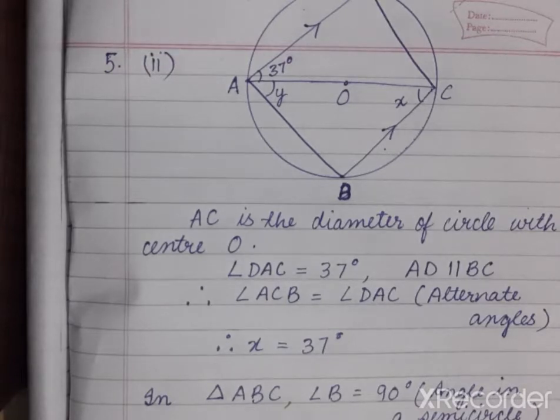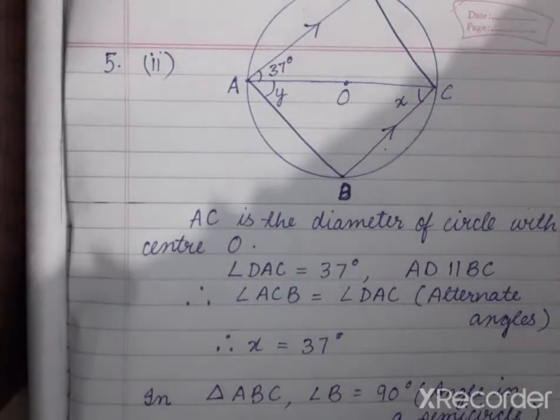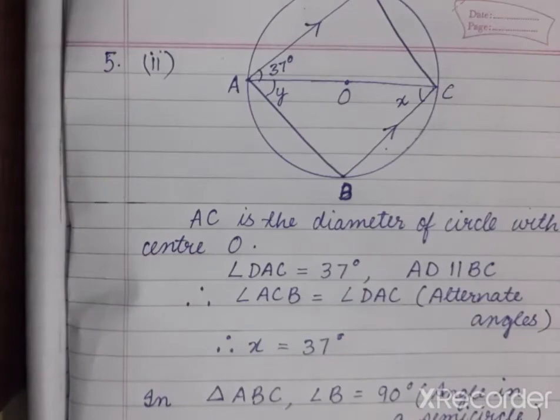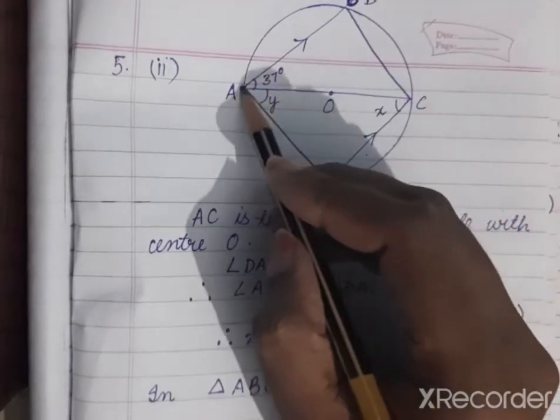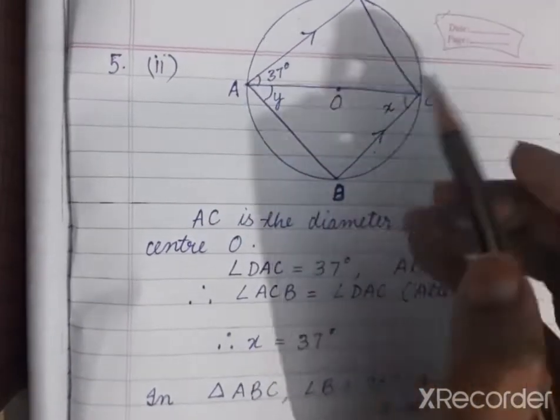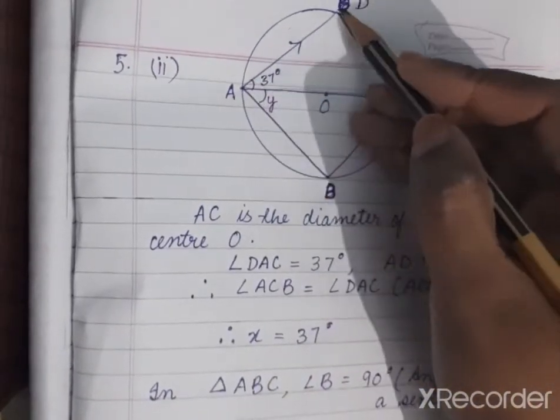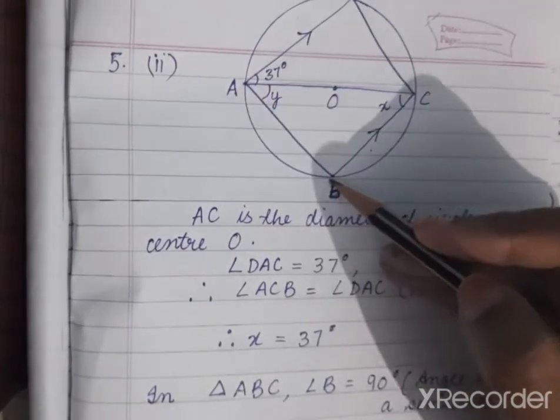Now starting with question number 5. Question number 5, second, you can see a circle is given. A circle is given, and in that you will see that one diameter is given, one line is given like this, and one line meeting like this.